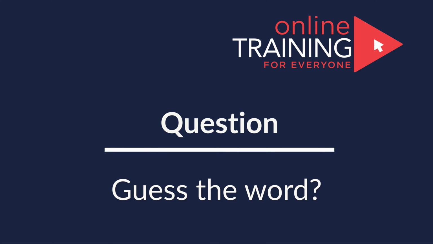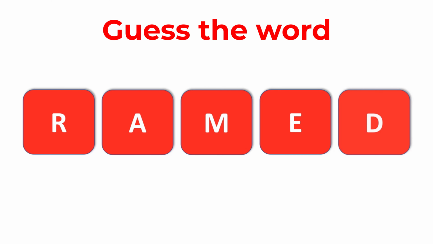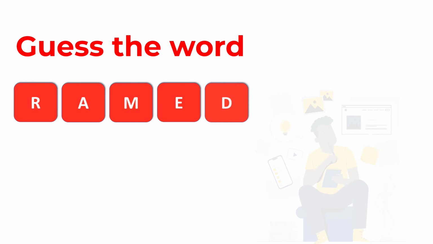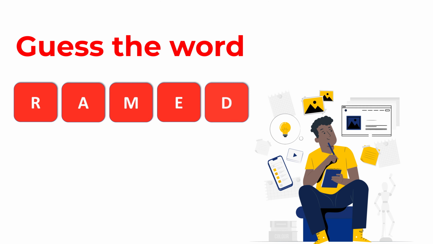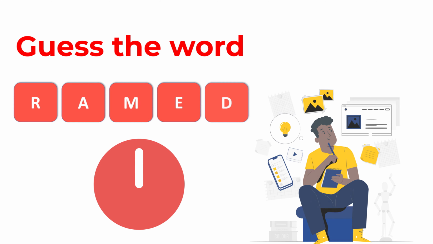Let's look at the question which you see on the test very often. You need to guess the word, and you're presented with 5 different letters. On the screen, you see letters R, A, M, E, D, and you need to form a valid English word using these 5 letters. If you're trying to practice for the test, you might consider pausing this video and giving yourself a little bit of time to solve this challenge.